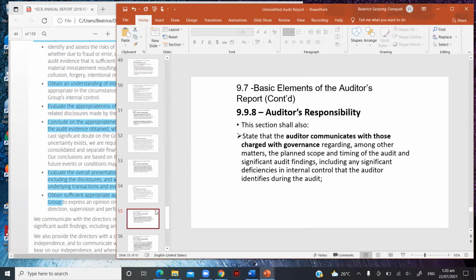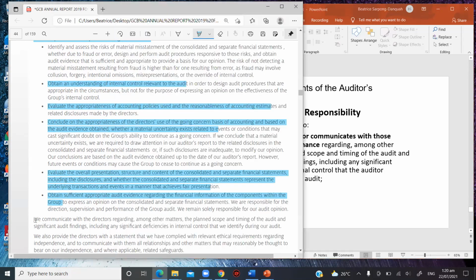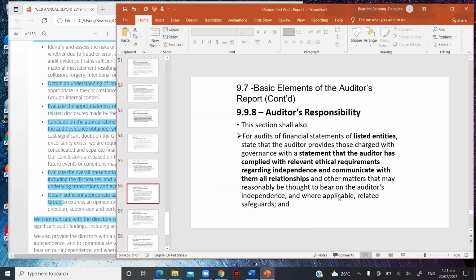They also state that they communicated with those charged with governance regarding, among other matters, the plan, scope, and timing of the audit, significant findings and weaknesses in general control and all that. So that's the next thing. We communicate with the directors regarding, among other factors, the plan. I've told you that it's just a format. All these reports follow this format. So they have to indicate that they indeed communicated with those charged with governance.